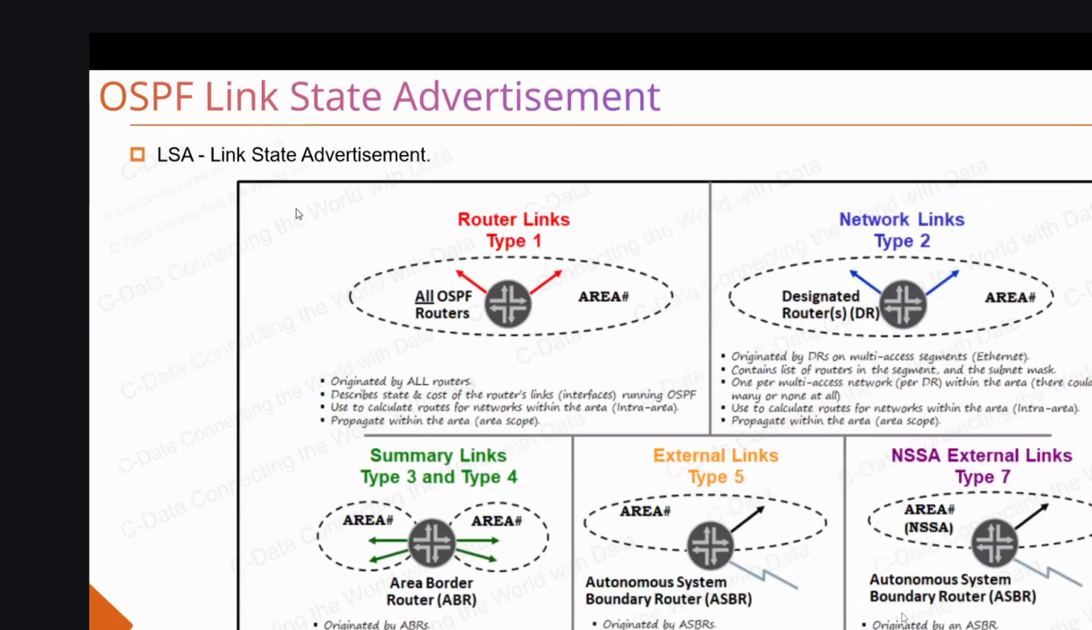So in OSPF, we have some router links. We have network links. So this is what we call the link status. We have summary links. Different types.